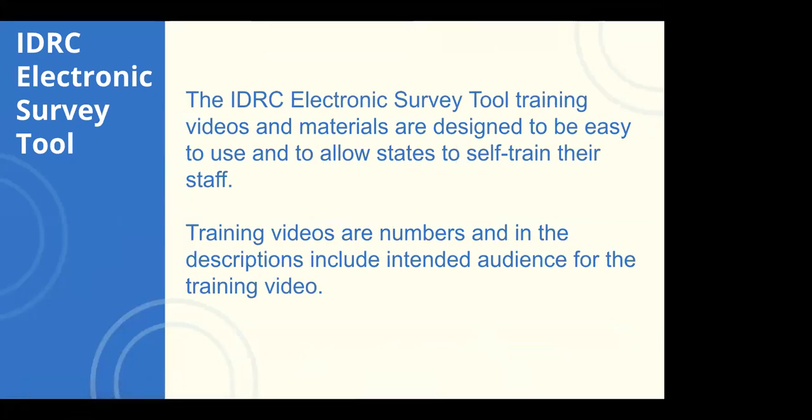Another important aspect of the training tool videos found on YouTube is that they are numbered, so it'll be really easy to know exactly which one to watch first and which ones to watch next. And in the description of the videos, there's information about the intended audience for each video. For example, just as recruiters don't have access to adding new users, the description will tell you what account level has access to what the video is talking about, so you can know exactly who should be watching it.